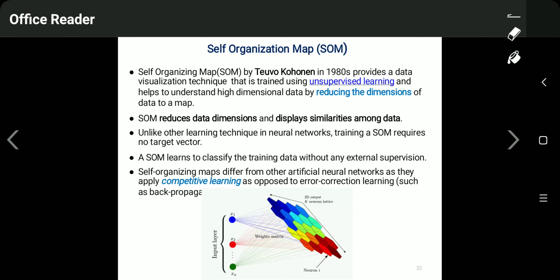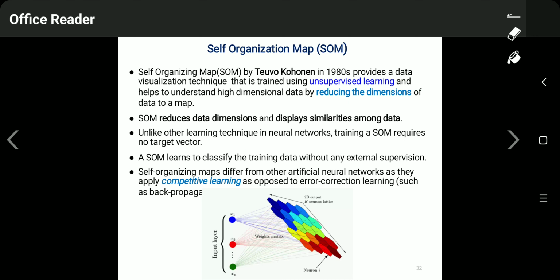And next is the self-organization map. The self-organization map, developed by Teuvo Kohonen in the 1980s, provides a data visualization technique that is trained using unsupervised learning. So basically here we don't require any supervisor. In the previous case, the artificial neural network, it is supervised learning, so we need a supervisor. A supervisor means we have to provide a training data set which already has some input as well as the corresponding output. But in the case of the self-organization map, we don't need any supervisor or any kind of output; we just provide a set of input to the classifier.